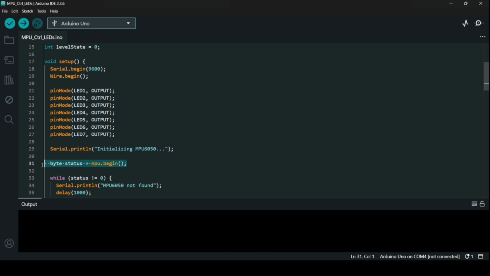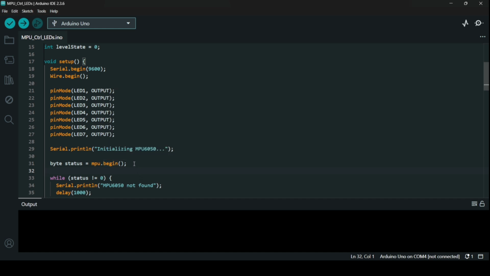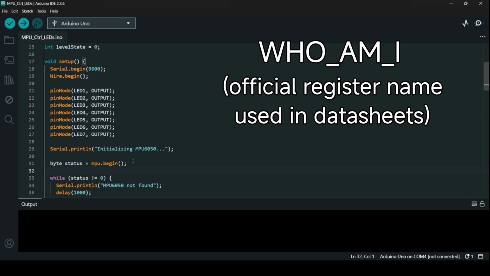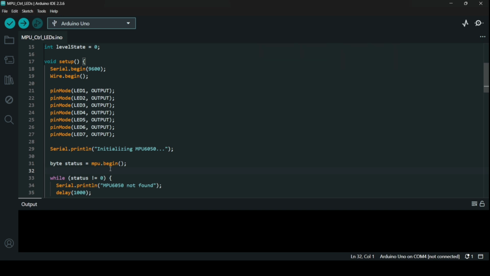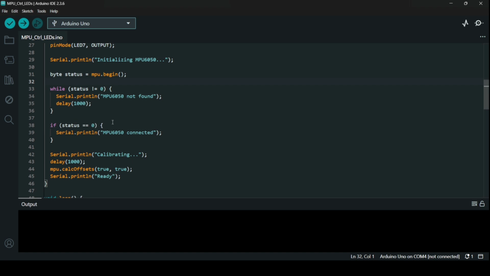Now this mpu.begin does mainly two tasks, although there are several other tasks also, but the main two are: it checks the I2C communication between the MPU and the Arduino, and it checks whether some device is present on the I2C bus or not. Now the I2C bus is formed by the combination of SDA and SCL wires. And the second one is it reads the WHO_AM_I register to check whether the MPU is a clone version or a genuine version. And it returns the status. So while status is not equal to 0, it means the MPU6050 is not found, and this loop will continue to run. And if status is equal to 0, it means MPU6050 is connected and the I2C communication is established.